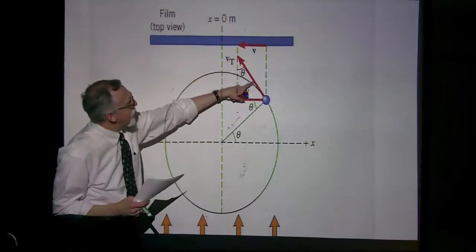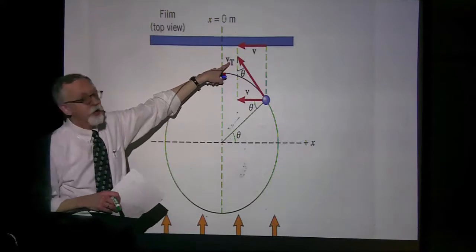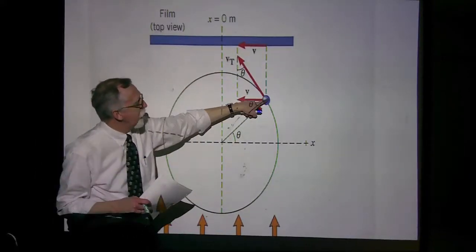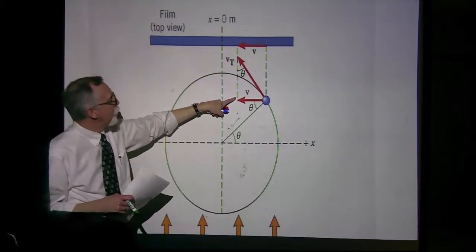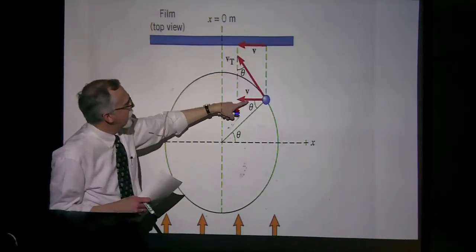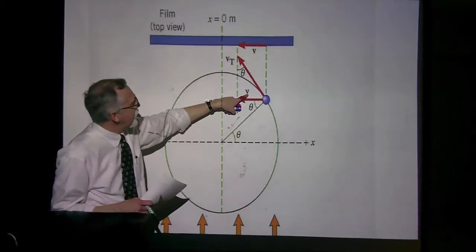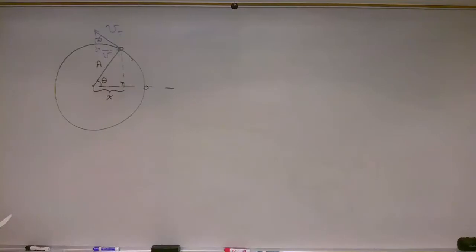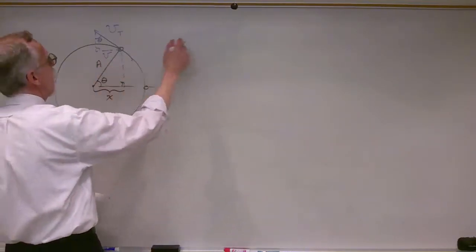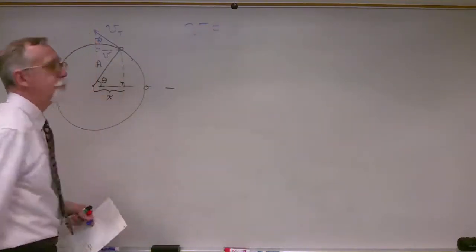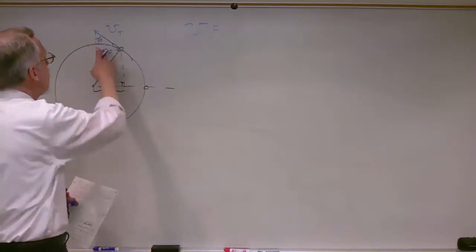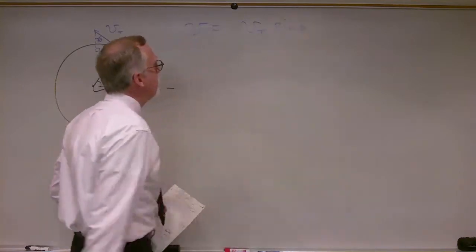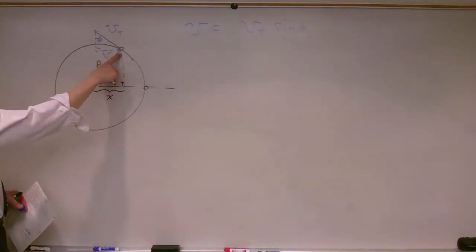So, if this has a magnitude of v sub t, the magnitude of the tangential velocity, the component that we're looking for is going to be vt sine theta. So v equals vt sine theta. Okay, so here we go. What we have then is v, the component of the velocity that we're looking for, is equal to vt sine theta.